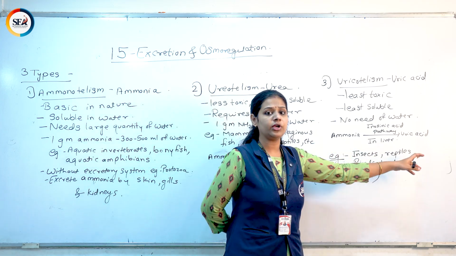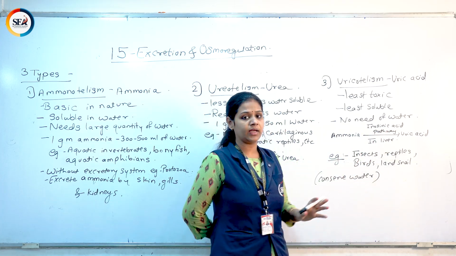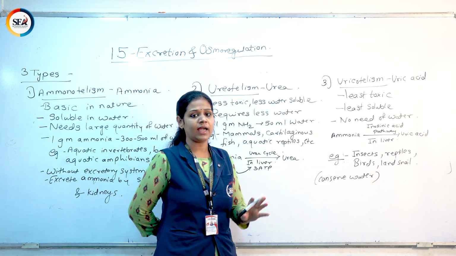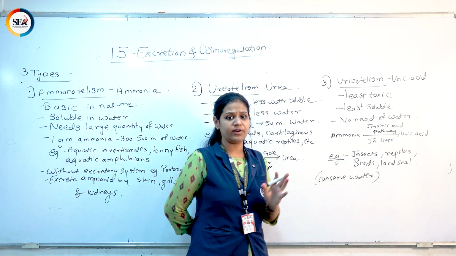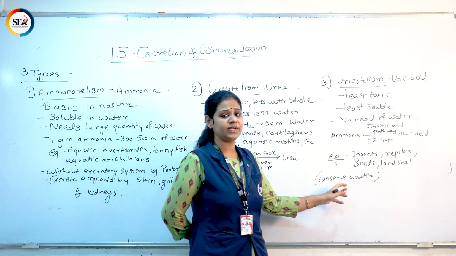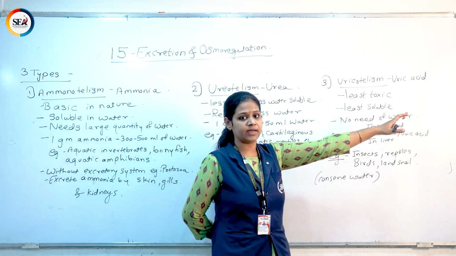Ammonia is converted into uric acid in the liver by the inosinic acid pathway. Examples of uricotelic animals are insects, reptiles, birds, land snails, etc. In animals which need conservation of water, usually they excrete uric acid.